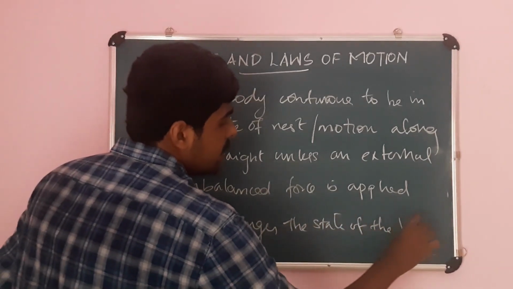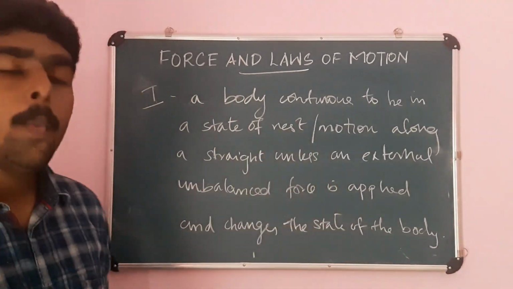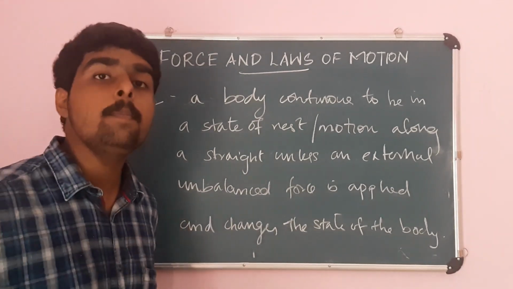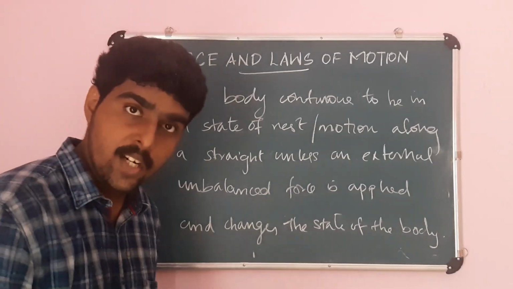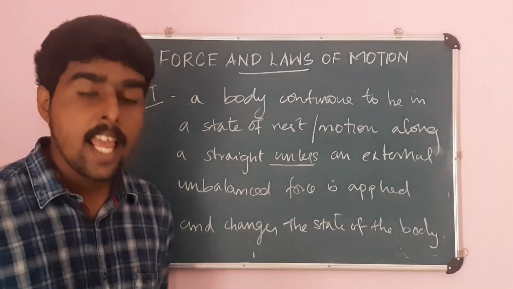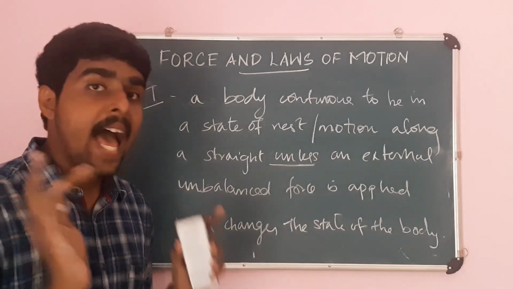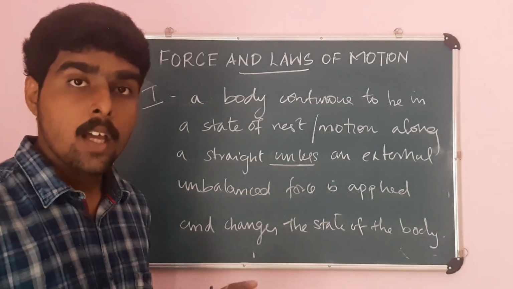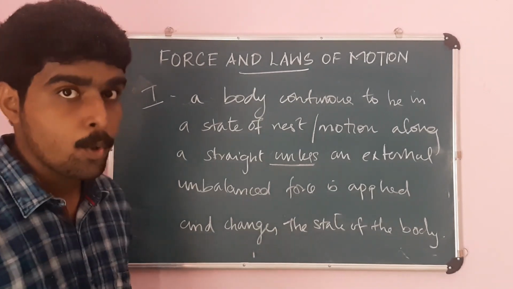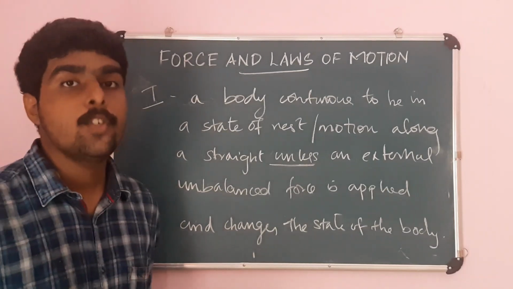So this is the first law of motion. So what does the first law state? A body always continues to be in a state of rest or in a state of motion. It will always be in that state, whichever state it is, if it is in rest or motion, unless, and this unless is very important, unless an external unbalanced force acts on it to change the state of whatever state it is. So it can change the body from a state of rest to motion, and from motion to rest. So this is what we mean by the first law of motion.